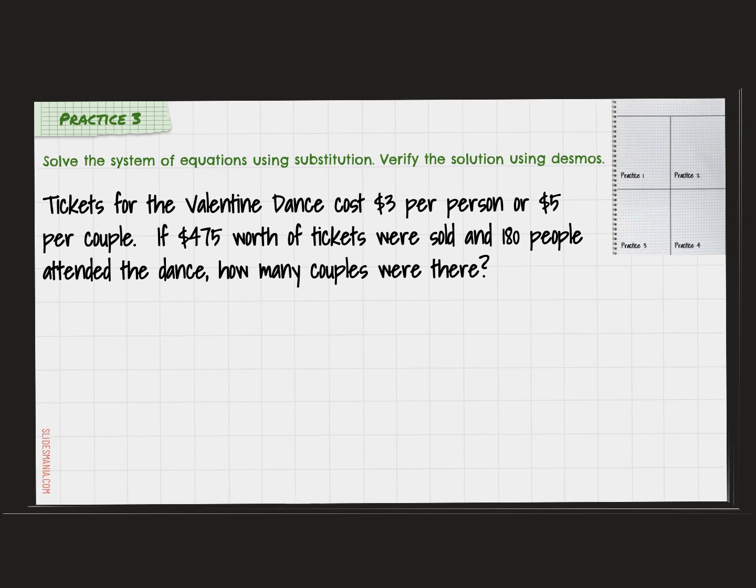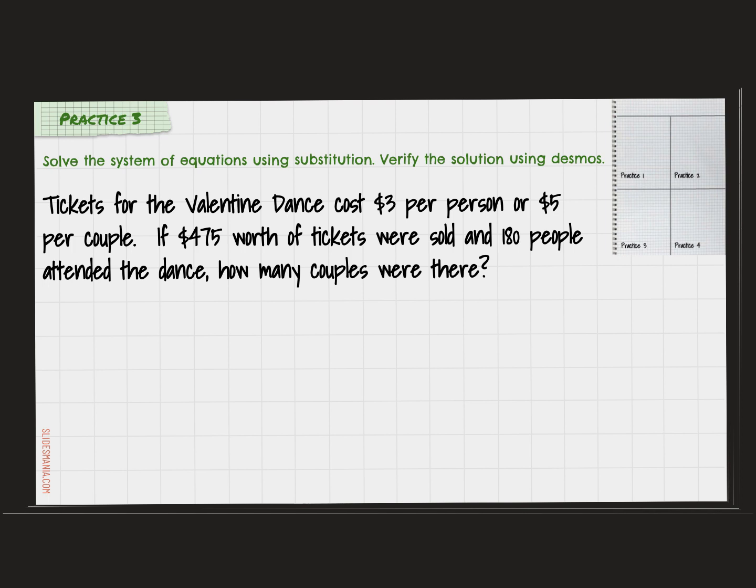Okay, so let's go ahead and start off with practice 3. It says tickets for Valentine dance cost $3 per person or $5 per couple. If 475 worth of tickets were sold and 180 attended the dance, how many couples were there?